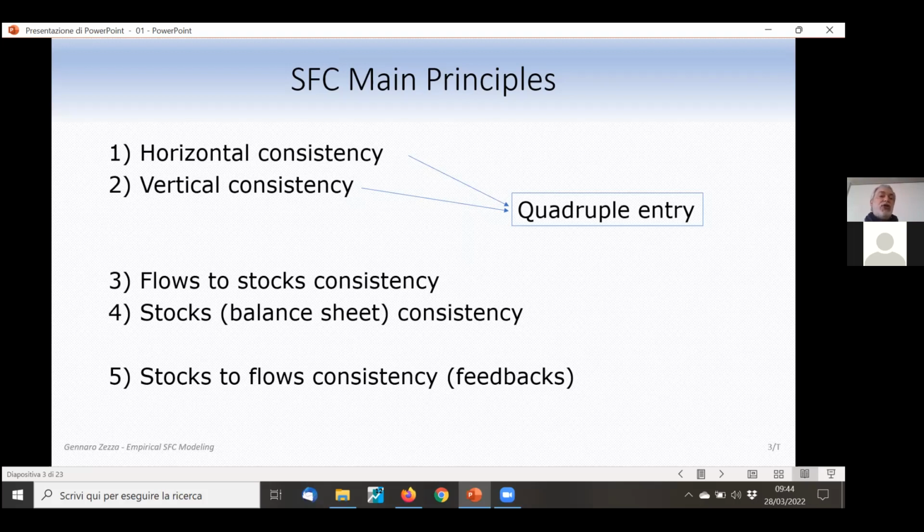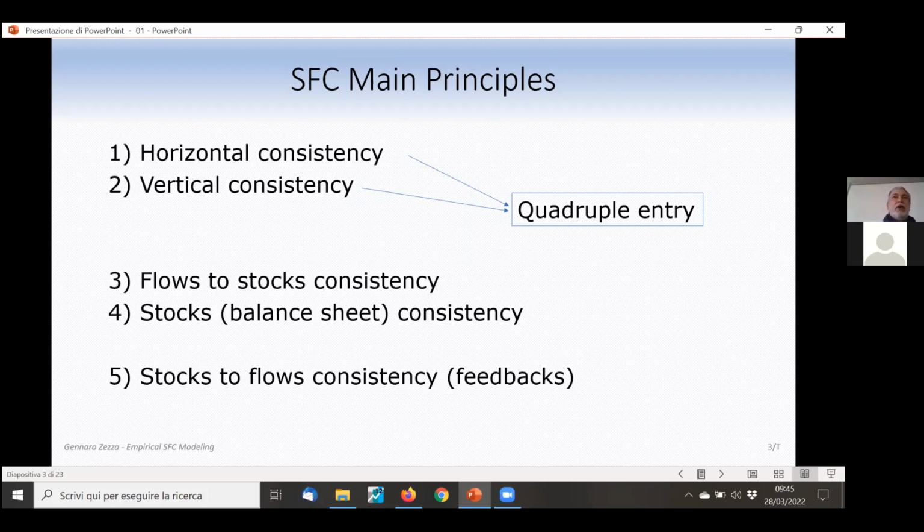So if you match these two first principles, you have what is called the quadruple entry recording, because you will have, in the case of the purchase of a car, an inflow of money to the productive sector who has produced the car, an outflow of money from the households who bought the car, an increase in the bank account of the company who produced the car, and a decrease of the same amount in the bank account of those who bought the car. So we will want to have all this available, and we will see that this is not normally available and what to do in order to have a model.